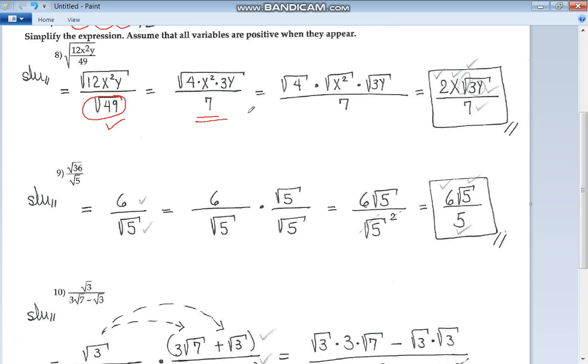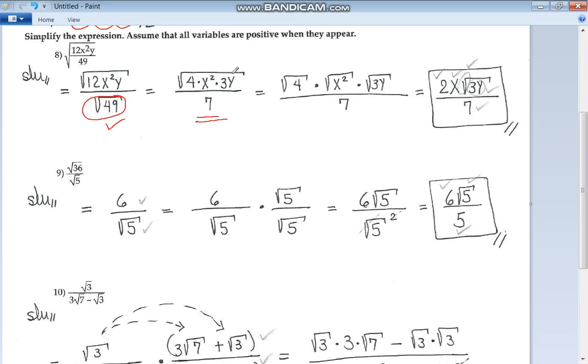It's 7. On the top, we're going to try to simplify by factoring down these values that are under the radical and bring all the perfect squares to the front. So 12 was 4 times 3. I left the 4 in the front. I put the 3 in the back. X squared is just x squared. That's a perfect square. Y is not a perfect square. Leave it in the back.